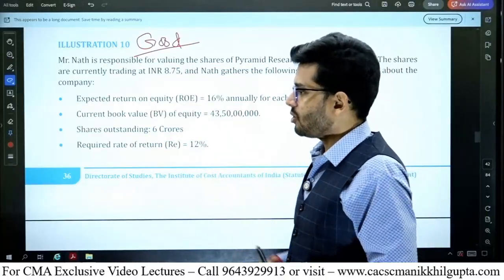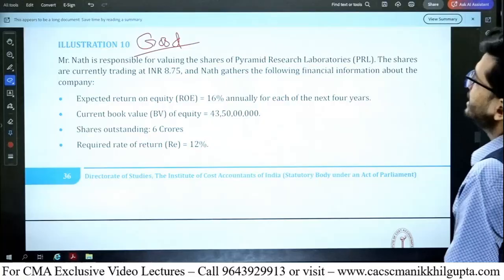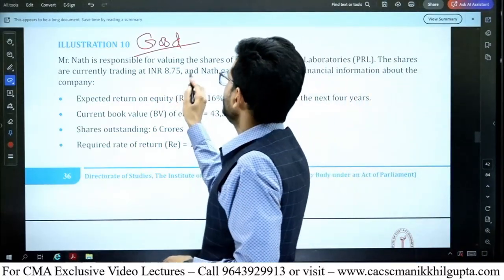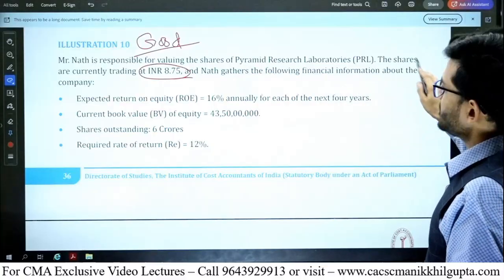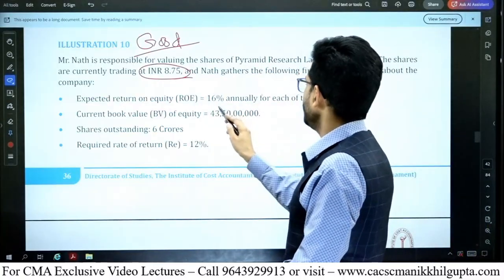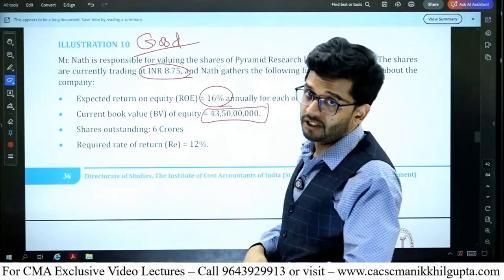Let's see, this question is a little bit more complicated. Mr. Nath is responsible for valuing shares of Pyramid Research Laboratories. The shares are currently trading at rupees 8.75. This is the current market value of the shares. Nath gathers the following information about the company. Expected return on equity is 16%. Then the current book value of equity is given.